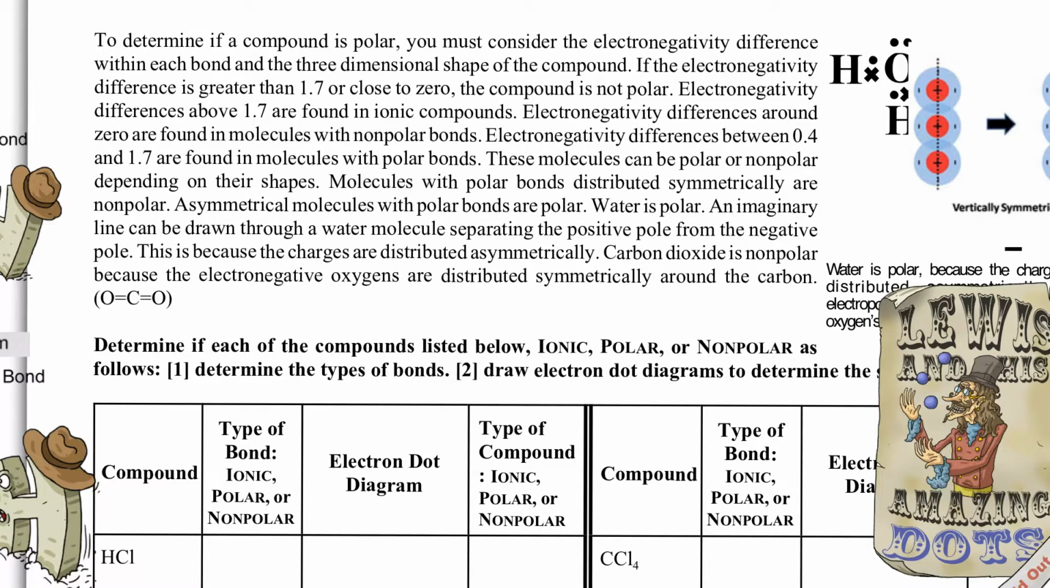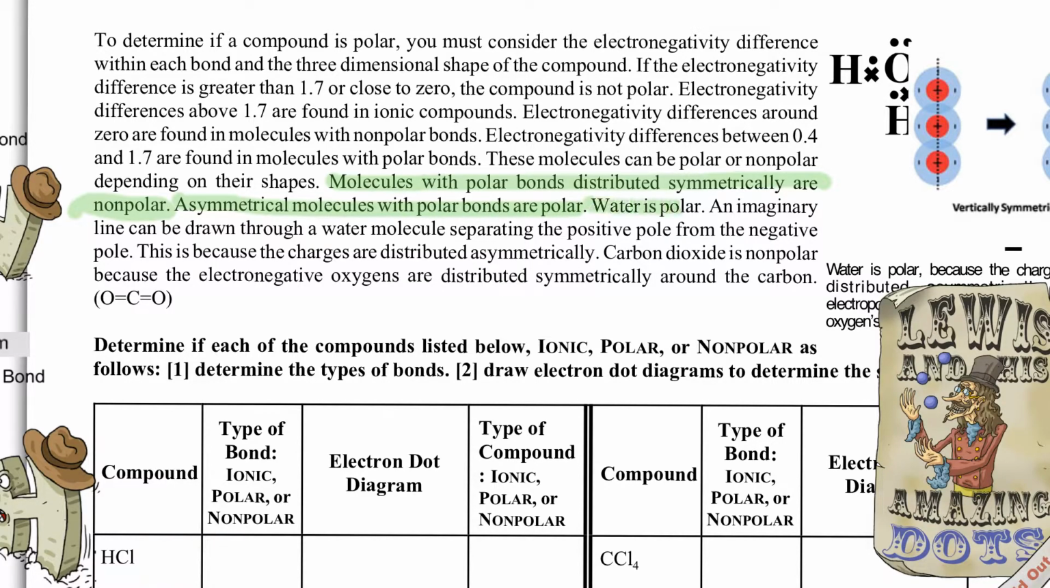As we read through the introductory paragraph, we have a lot of the same information that we did on the first side, but now since we're talking about molecules, we have new information here. So I would highlight this or underline it. Molecules with polar bonds distributed symmetrically are nonpolar. Asymmetrical molecules with polar bonds are polar.